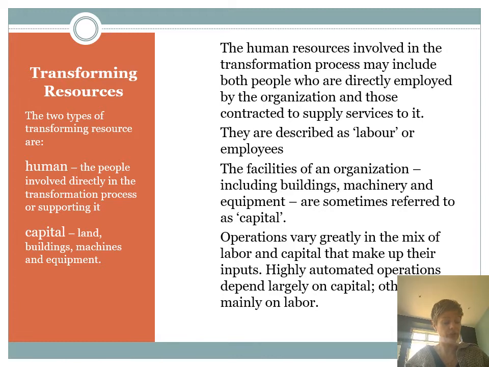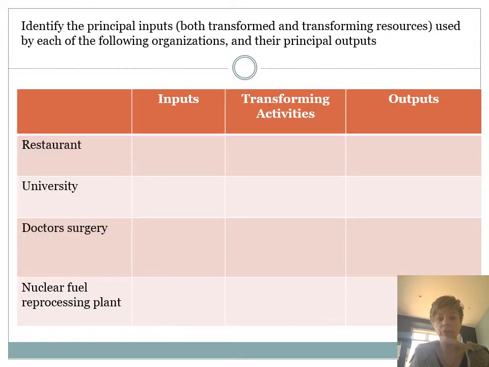The next one, question 13, is capital resources. These are the facilities of the organization. It includes the building and the machinery and the equipment. They also might include the electricity. And operations vary greatly in the mix of capital and labor that make up their inputs. Sometimes there are highly automated operations, such as big factories. They rely a lot on capital. And then there are other organizations or businesses that rely a lot on labor, and there's not too much capital involved in their business. Please fill this chart out on your handout.